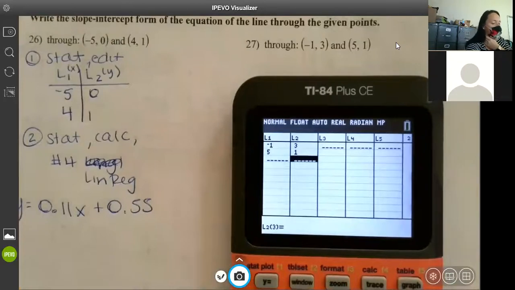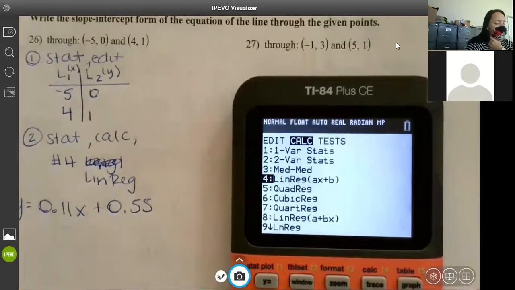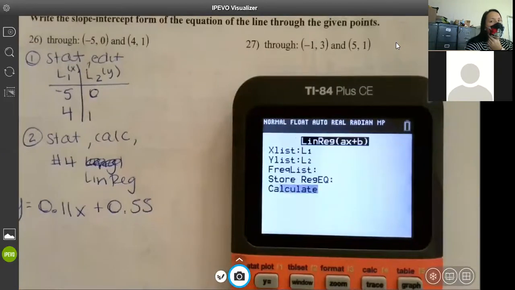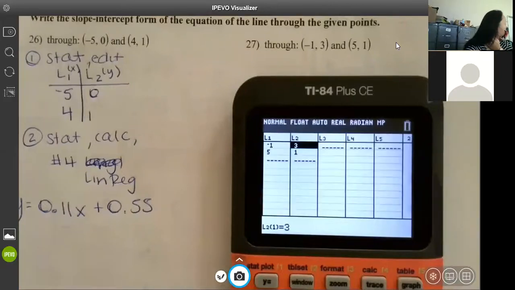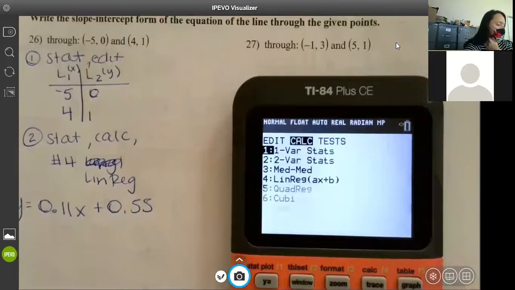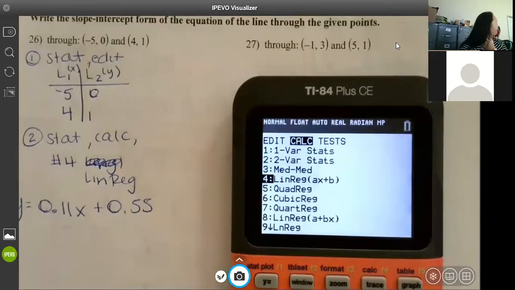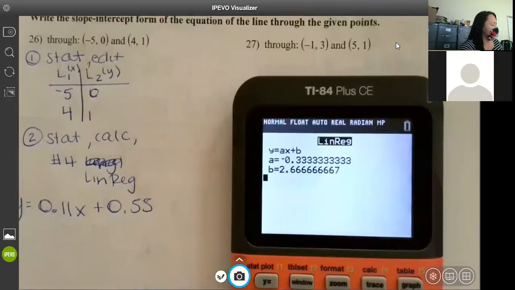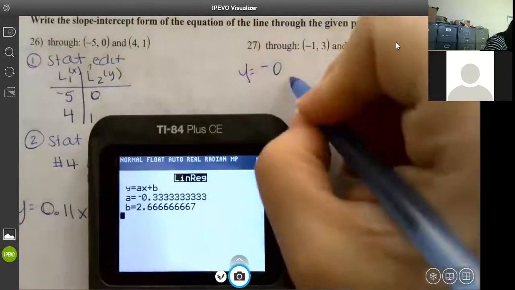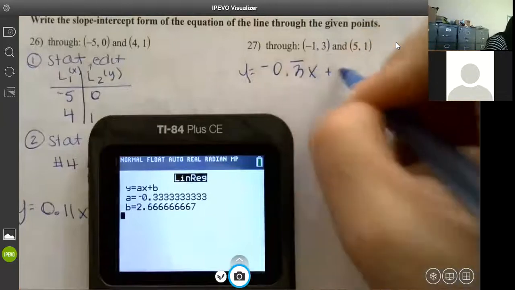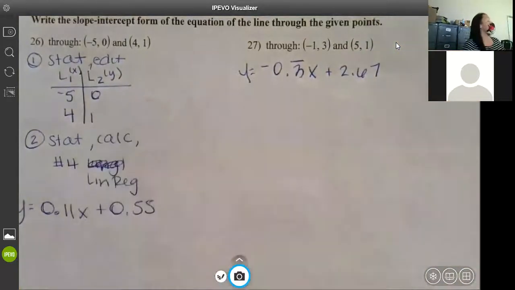And then you go back to stat, over to calc, and number 4. Okay. Did you edit? You got your list in? Okay. Stat, over to calc, down to number 4. And then hit enter, and then enter a million times. And this one's ugly too. Sorry, y'all. So we get Y equals -0.3 repeating X plus 2.67. Again, I'll show you how to do it by hand in a minute.